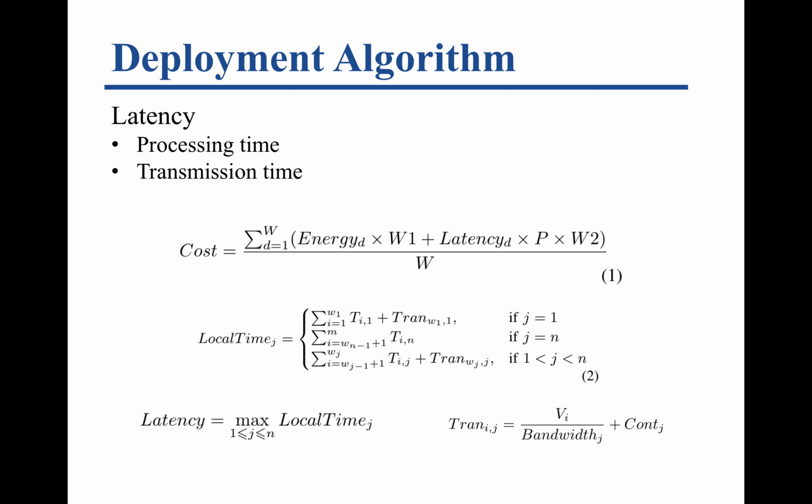So the cost function in our deployment algorithm is shown like here. There are two important considerations: latency and energy. The latency includes processing time and transmission time.